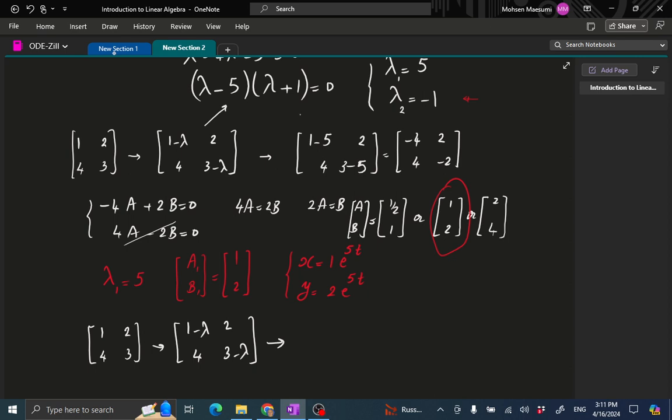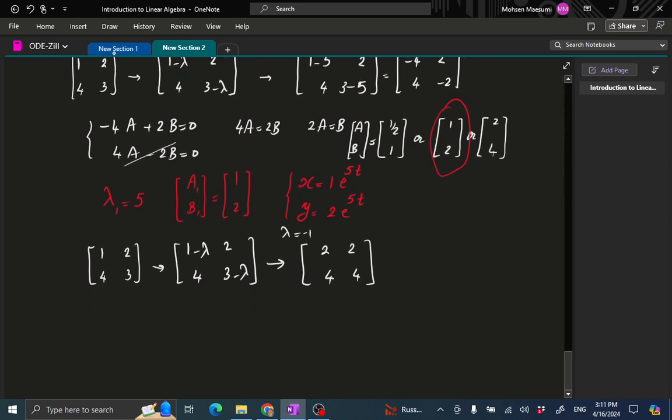Now here our lambda was 5. Here our lambda is -1. So when I put -1, this becomes 2, 2, 4, 3 minus -1, which is 4. You remember what we said last time: the rows have to be proportional, the columns have to be proportional. Notice this is twice as large as that.